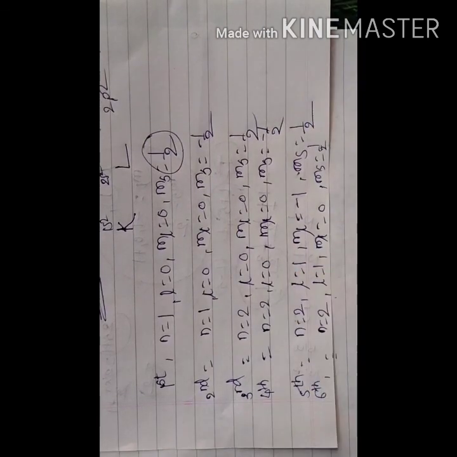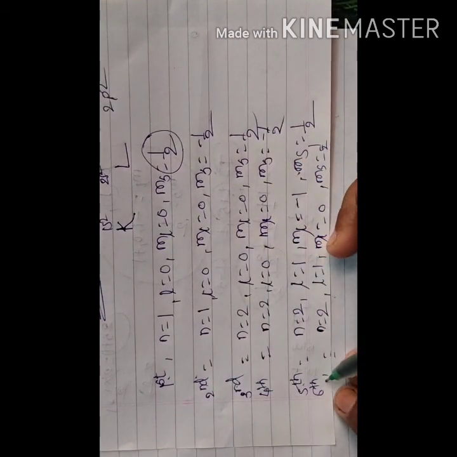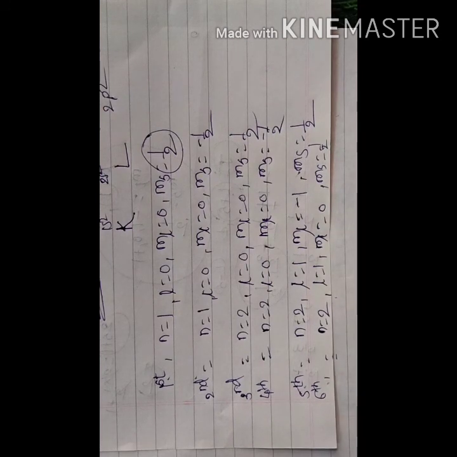So here how many quantum states are there? Here 1, 2, 3, 4, 5, 6. So there are 6 electrons in carbon, so there are 6 quantum states available.